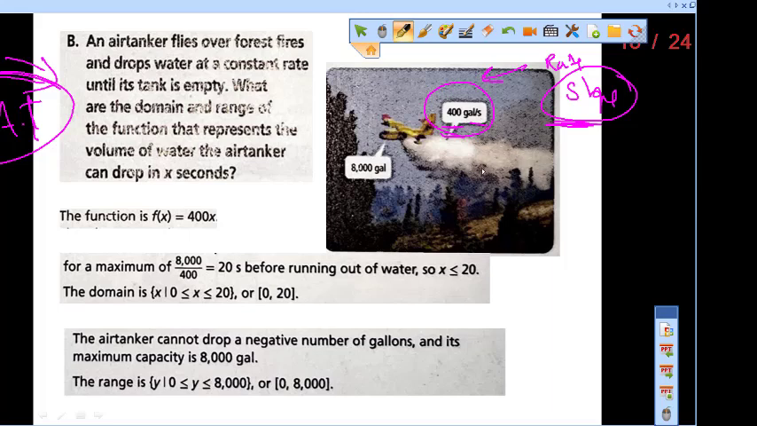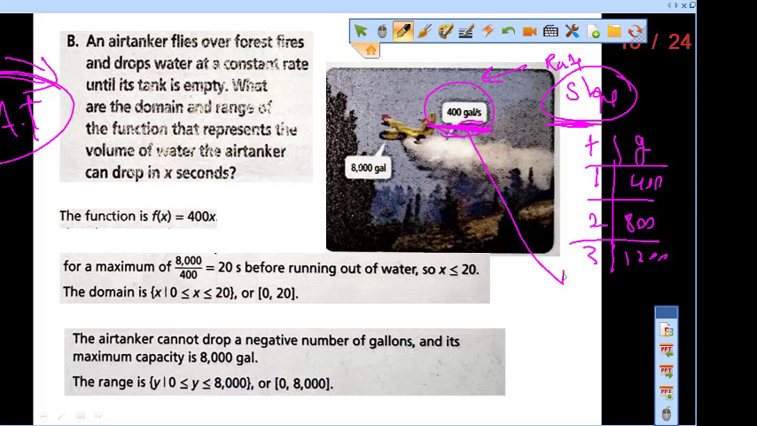400 in 1 second, 800 in 2 seconds, 1200 in 3 seconds. It means my x here is what, guys? Time, and my y is what? Gallons, which are poured from what? From the tanker, which is the aeroplane that drops this water. I can make this one as a question.